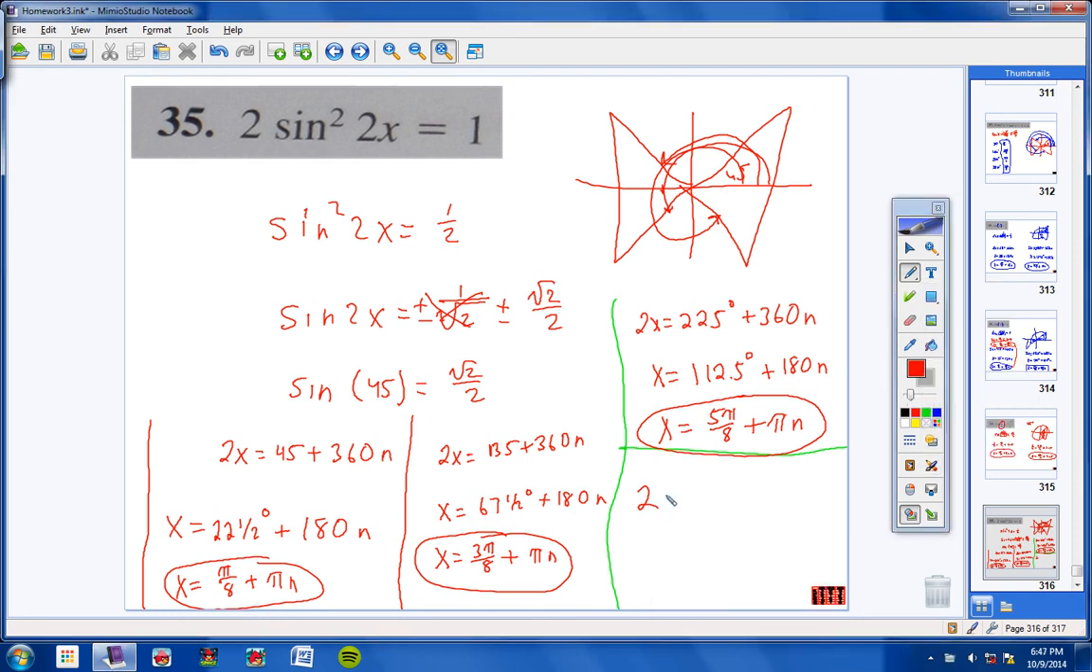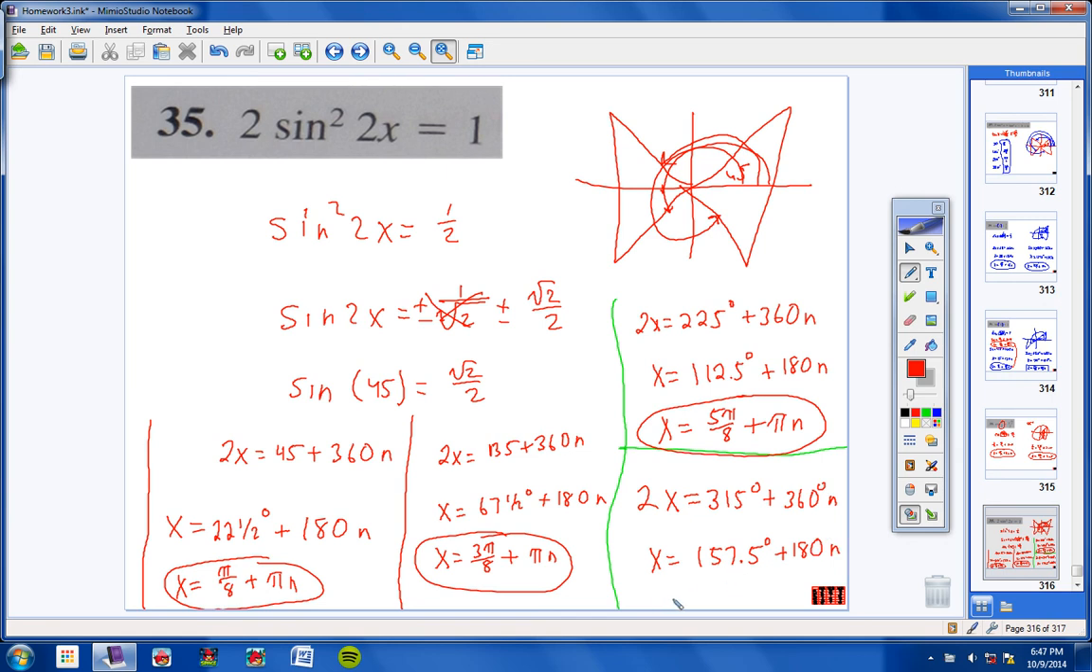Okay, students, what we have here is 2x equals 315 degrees plus 360n. Divide everything by 2, and x equals 157.5. I believe I did that in my head. I hope that's right. Degrees plus 180n. And now let's convert our degrees over to radians.